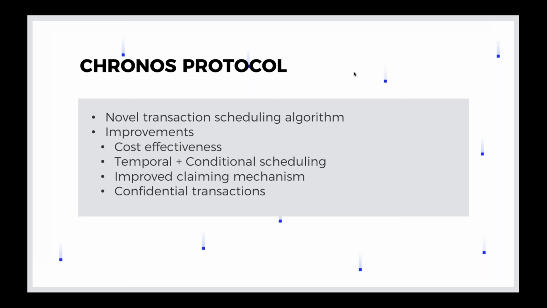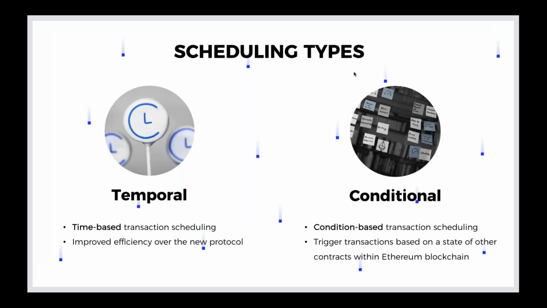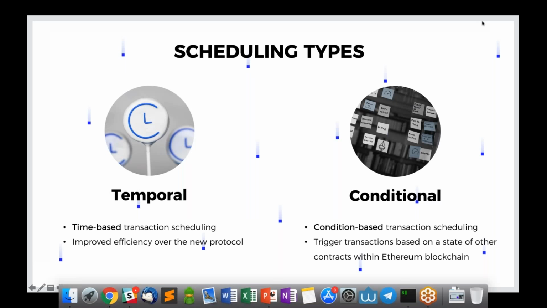Another thing, an improved claiming mechanism. This is something that our DAY token holders will surely appreciate. We'll get to that. And one thing that we have been experimenting with is confidential transactions. So let's go through some of these things in more detail. Basically, let's cover the two types of scheduling.